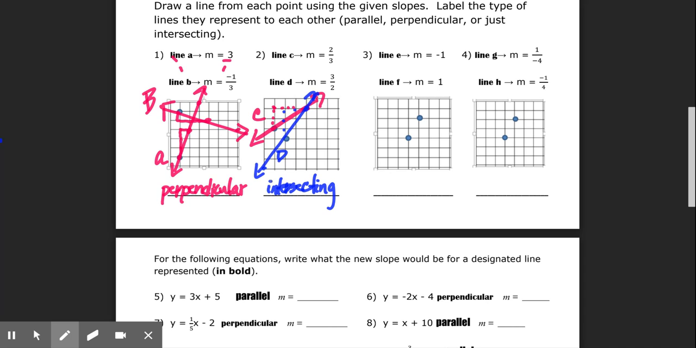Line E is -1, so that's going to be -1 over 1. Since we're going to be going down, let's start with the upper point here. We're going to go down 1, right 1, and you can keep doing that, down 1, right 1. I like to get at least 3 points. It helps my line be a little bit more accurate. So this is line E.